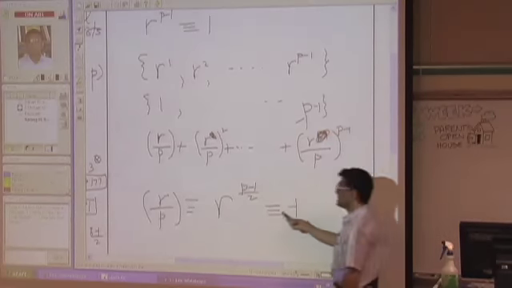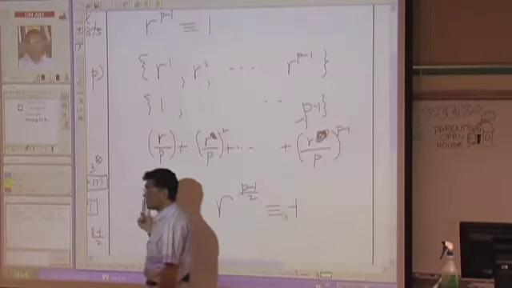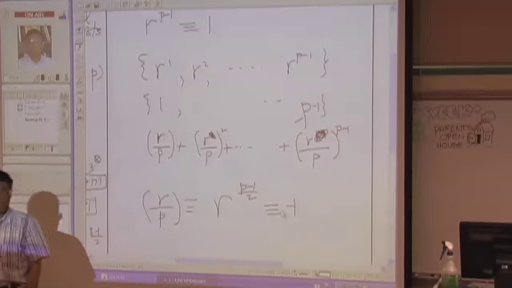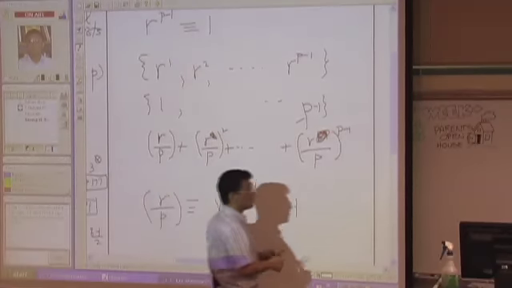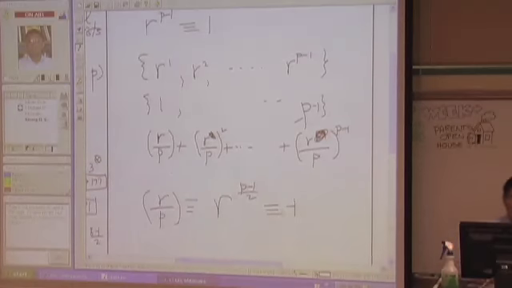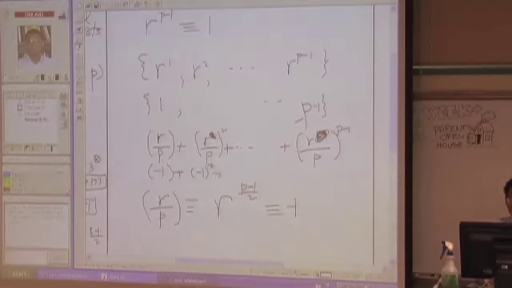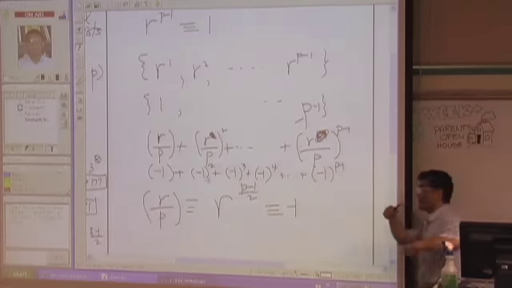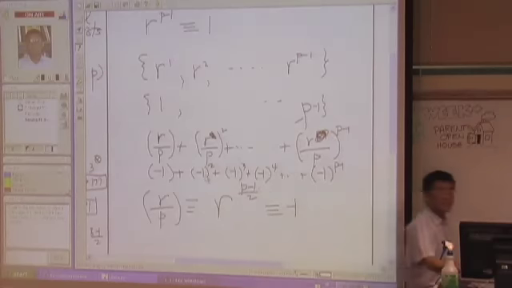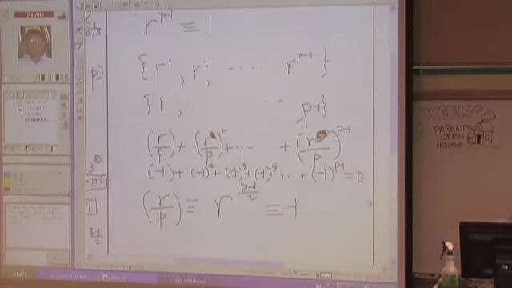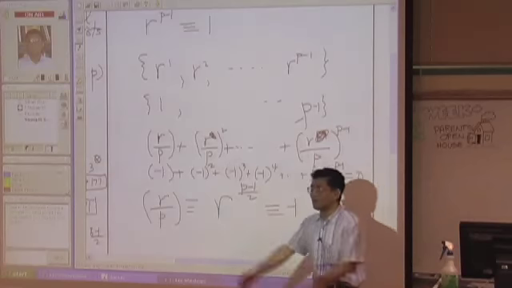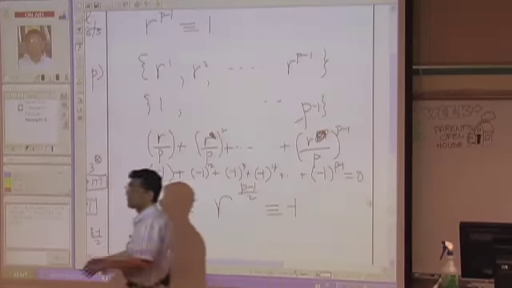It means r is a quadratic non-residue, because the quadratic non-residue gives negative 1. So this is negative 1. Then from this point on, negative 1 plus negative 1 to the power of 2, negative 1 to the power of 3, negative 1 to the power of 4, all the way up to negative 1 to the power of p minus 1. As you can see, minus and plus alternate, and eventually it becomes 0. So this is a proof. Even though I couldn't cover all the details, this is it.